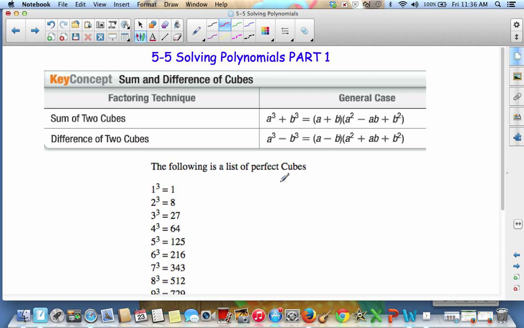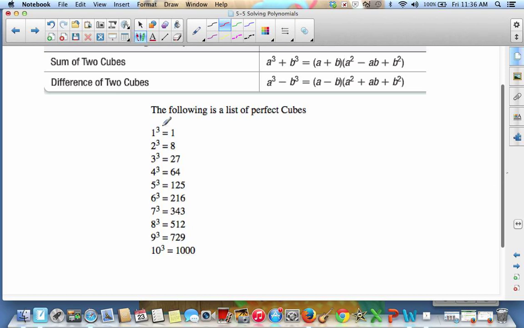Alrighty. So back to what I was saying with sum and difference of cubes, we need to write this down because this is how we factor when we're adding two perfect cubes together, and this is how we factor when we're subtracting two perfect cubes. So here's a list of perfect cubes if you want to write this down. You might know them already. If you don't, write it down.